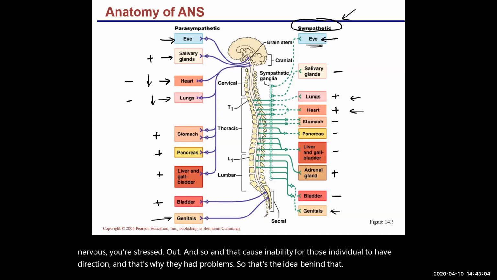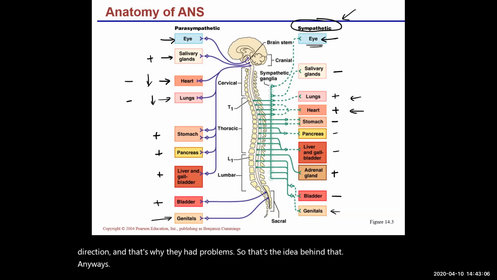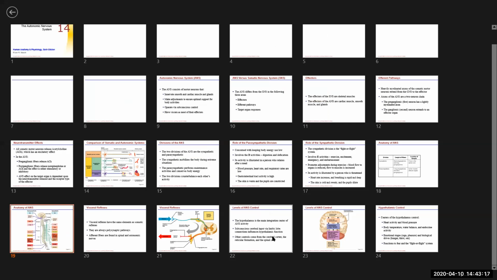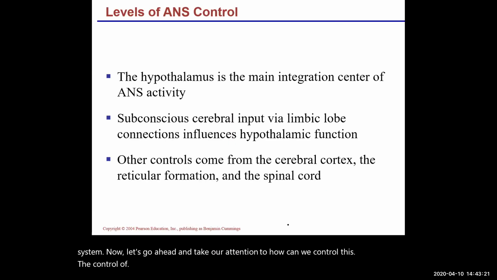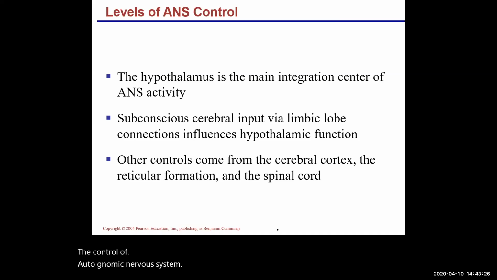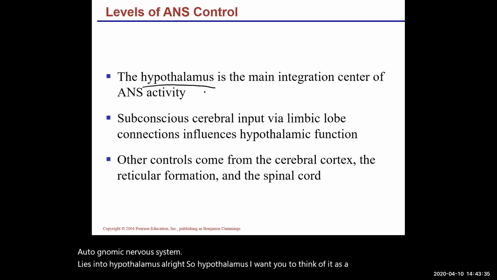Anyways, we discussed the differences between the somatic nervous system and autonomic nervous system. Now let's go ahead and take our attention to how we can control this. The control of the autonomic nervous system lies in the hypothalamus. All right, so hypothalamus, I want you to think of it as a boss. It can do a lot of different things.